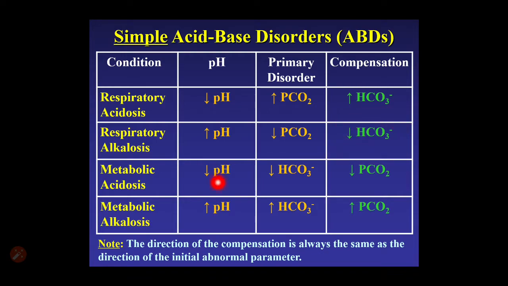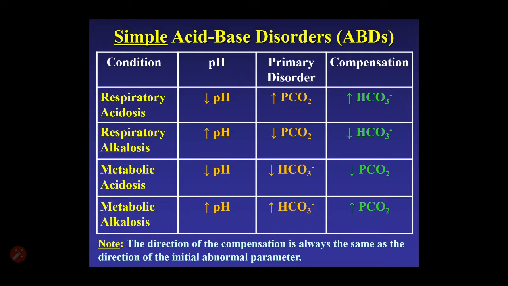Metabolic acidosis, the minute I see metabolic, I know my HCO3 is low. My pH, of course, is lower than normal, and I have acidosis. The respiratory response is a decrease in PCO2. Does that mean hyperventilation? Yeah, hyperventilation. Metabolic alkalosis. Metabolic, that means increase in bicarbonate. Alkalosis, that means an increase in pH. And my respiratory response is an increase in PCO2, which means hypoventilation.